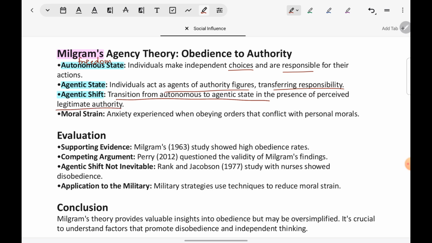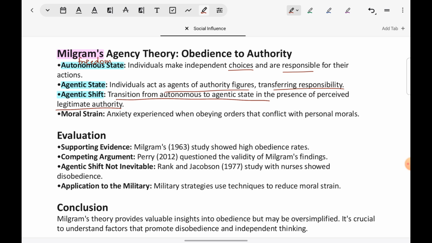In the previous example, a student might be doing something out of autonomy, such as just roaming around the campus of the college. And that is when they might have been approached by their professor to take their dog for a walk. When they were approached by their professor, at that time they shifted to an agentic state.